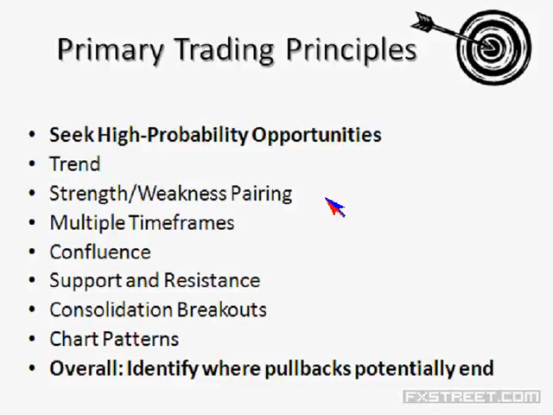Number two, we have strength and weakness pairing. Okay, so if you pair the strong currencies with the weak currencies, then you have a higher probability opportunity to get into a trade that has a strong directional bias. Number three, I'm looking at multiple time frames. Number four, I'm looking at confluence. Okay, confluence simply means the coming together of different factors in your trade that come together to show you that, in fact, this is the directional bias, and support and resistance levels are here, and therefore this looks like a higher probability trade. I'll talk about that in a minute.